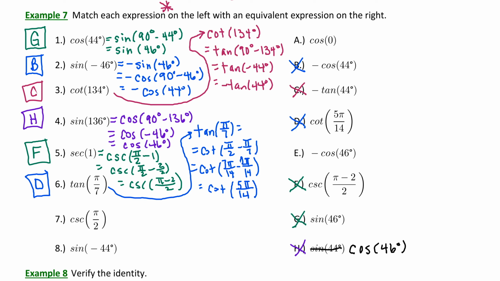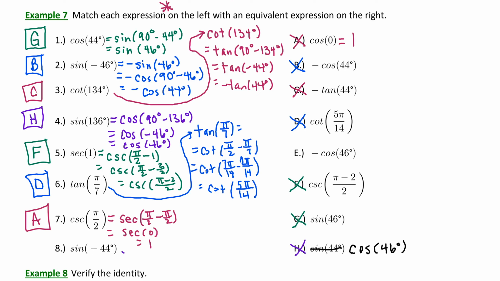On problem 7, we have cosecant of pi over 2. The cofunction for cosecant is secant. So we're going to change the function, and then we're going to subtract the given angle from pi over 2. Notice that gives us secant of 0. If we go ahead and evaluate secant of 0, we would end up with 1. And notice up here, option A, cosine of 0 is also equal to 1. So problem 7 is equivalent to option A.